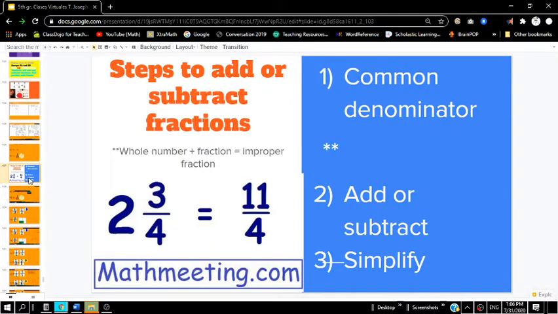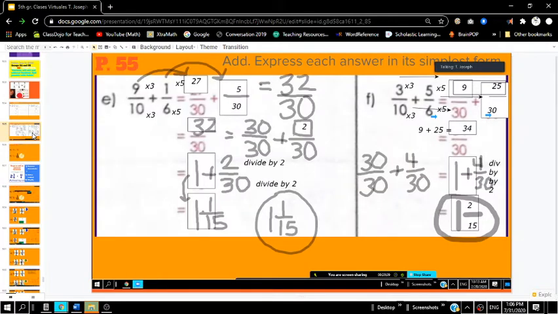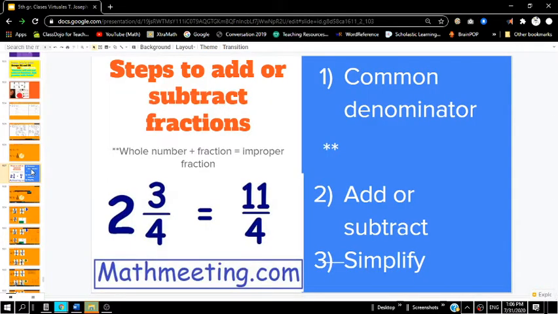Before we get to that page, I just want to remind you that there are three major steps that we need to follow in order to add or subtract fractions. First step is find the common denominator, similar to what we did on page 55. The common denominator here is 30 in problem letter E and F. The second step is add or subtract, and the third step is simplify.